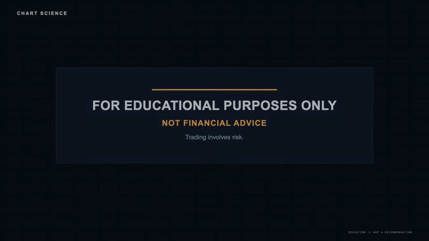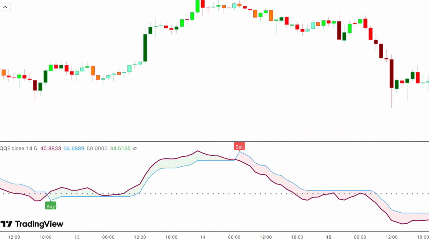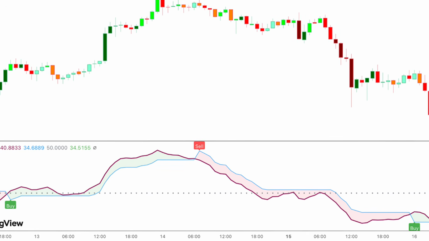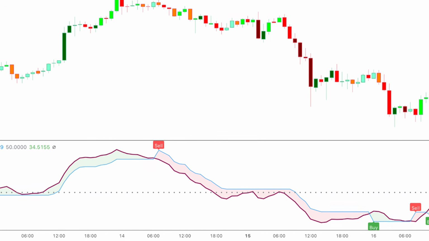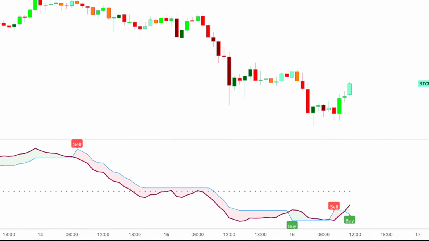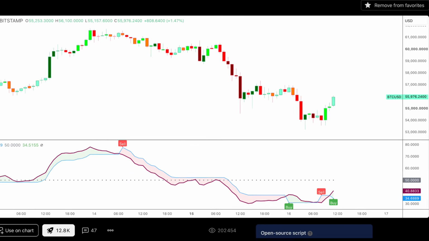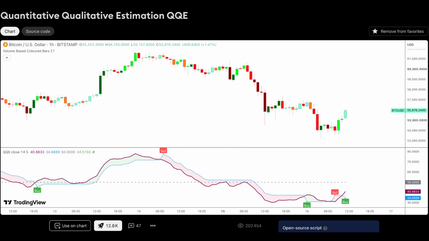QQE cannot remove uncertainty or predict the next move. It starts with RSI, makes it smoother, then adds a slower line that follows the fast line from a distance. This can make the chart easier to read, but it cannot promise a better trade. We will use 3 simple checks. Know what the 2 lines mean, wait for the candle to close after a cross, and use 30 and 70 as background information, not as commands to trade.